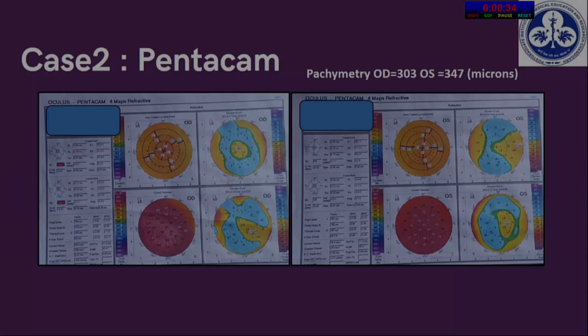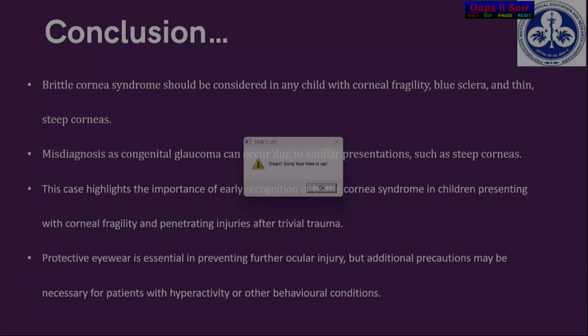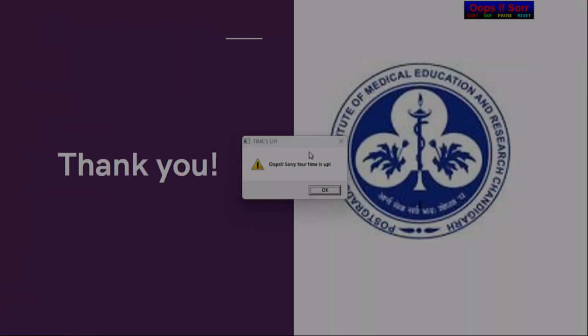So that could be the reason why he did not have any corneal perforation after trivial trauma. The main purpose of this presentation was to say that we must keep the diagnosis of brittle cornea in mind also in children who are presenting to us with trivial trauma, and misdiagnosis as primary congenital glaucoma is also possible because of the steep corneas. We should also get them a psychiatric evaluation, because children who have ADHD could be more prone to trauma, and protective eyewear is again advised in such children. Thank you.